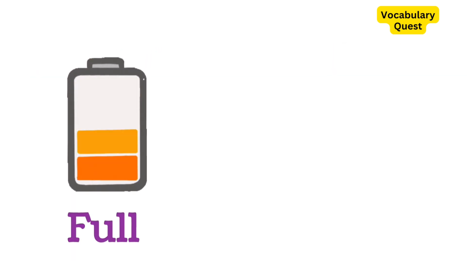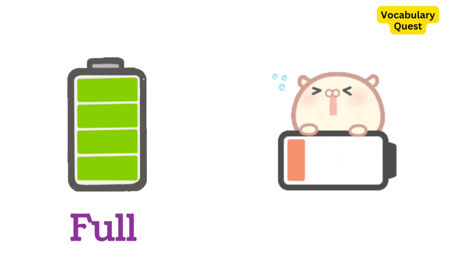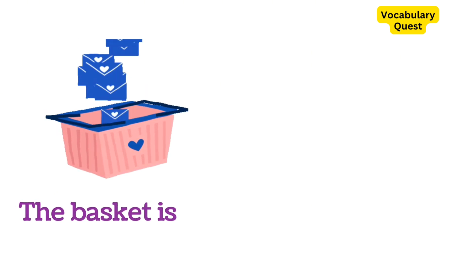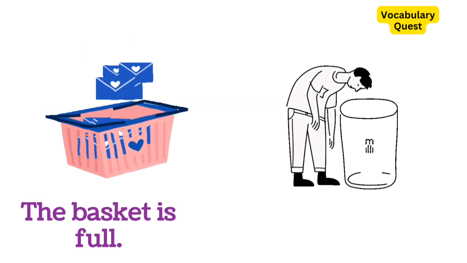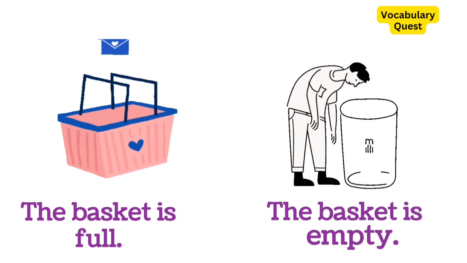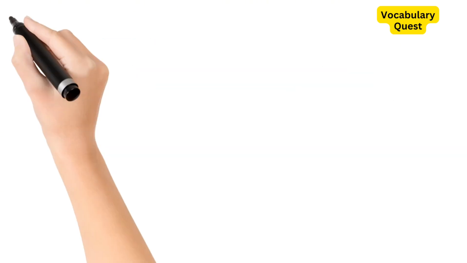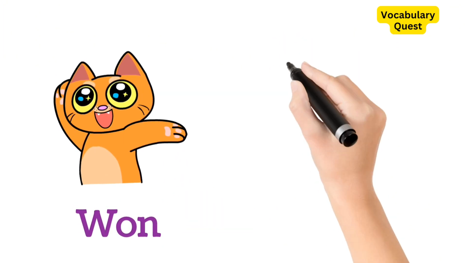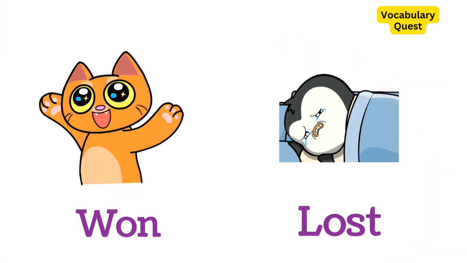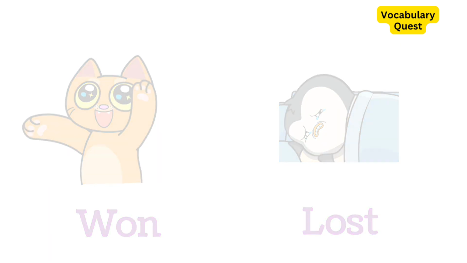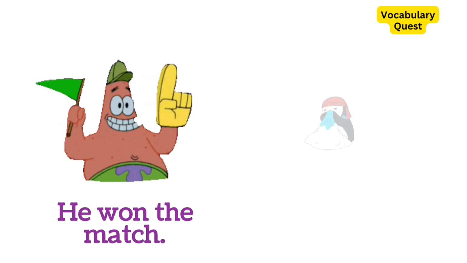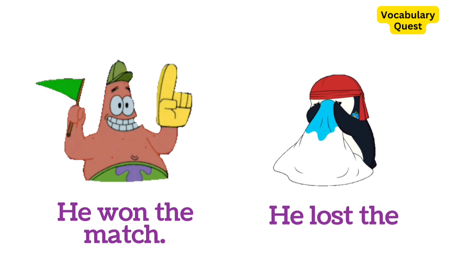Full, empty. The basket is full. The basket is empty. Won, lost. He won the match. He lost the match.